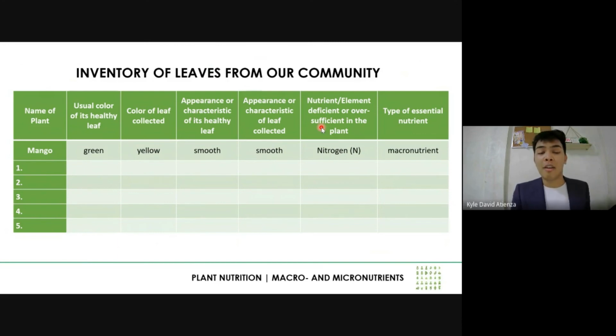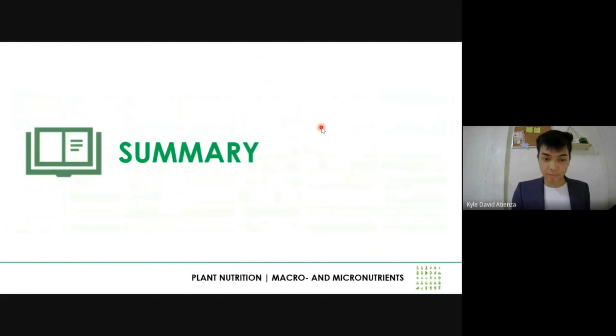Afterwards, we also have 2 process questions in order for you to further grasp the information for this activity. First is, how were you able to identify what essential nutrient is deficient or oversufficient in the plant? Next is, do you think its environment affects the amount of nutrients in the soil? So I also want you to predict whether the surrounding of this plant also affects its nutrients. So that's it. That is our discussion for today. And now we proceed with the summary.